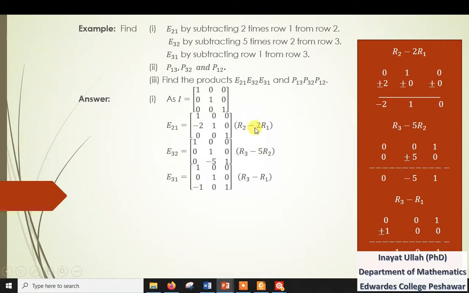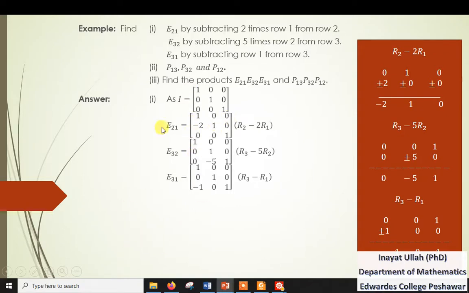Similarly, minus 2 will appear in row 2 where there is 1 in row 1. So you see 1 is here in row 1, so below it in row 2, minus 2 will appear, and the rest of the matrix is unchanged. So that's how we calculate these elimination matrices.